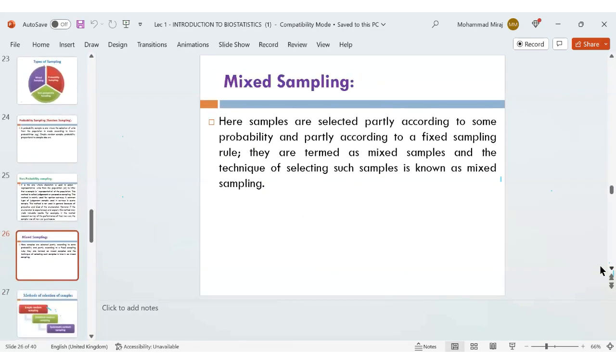The third one is known as mixed sampling. Here the sample is selected partly with probability sampling and partly with non-probability sampling. Basically we are selecting the sample using both methods. That is known as a mixed sample, and the technique for selecting such a sample is known as mixed sampling.